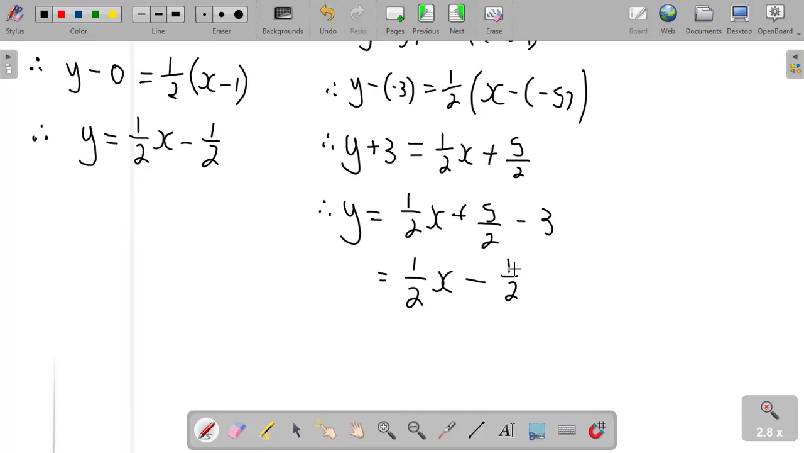So we get the same equation. So it doesn't matter. As long as your substitution is correct, it doesn't matter which point you use, because it is on the same line. So that's why we get the same answer. Okay. Now let's move on to 3.4.